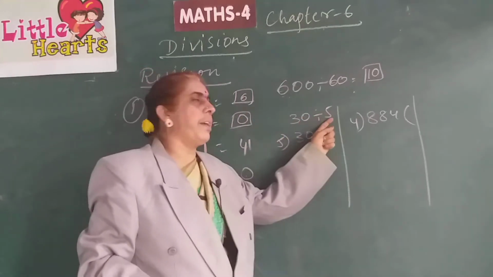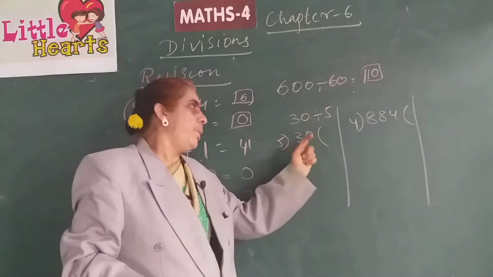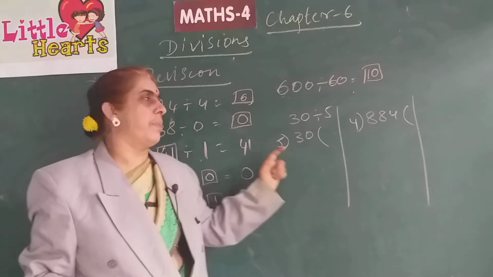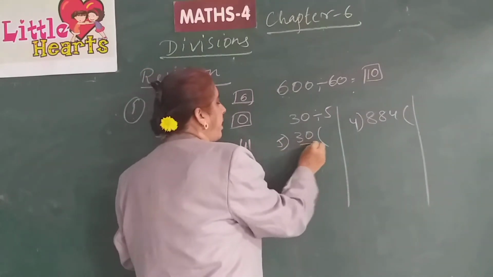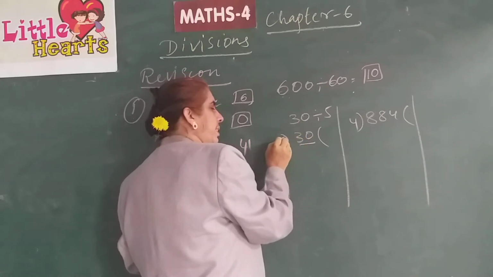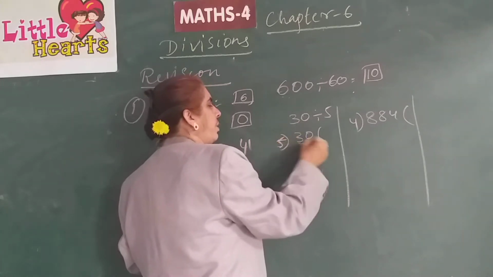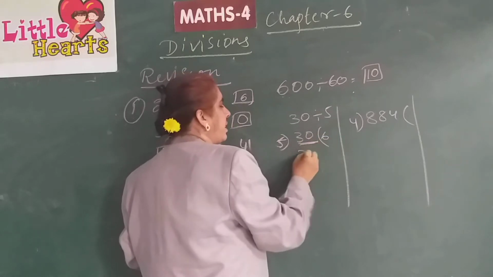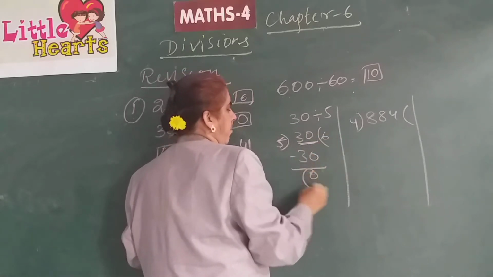Now 30 divided by 5, a 2-digit number divided by a 1-digit number. Read the 5 table. As the tens place digit is less than the divisor 5, we take 2 digits. 5 6s are 30.